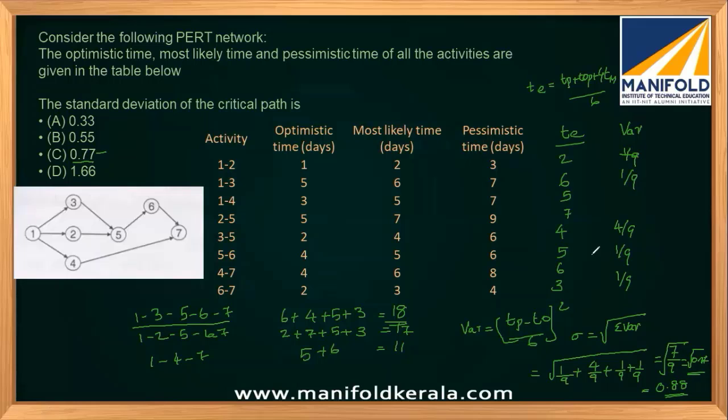Also, I want to tell you one wrong answer, which is D. When does D come? Suppose you calculate sigma as the root of variance for each activity, and then add them up: 1 by 3 plus 2 by 3 plus 1 by 3 plus 1 by 3 gives 5 by 3, so that will give you 1.66. That's not how it has to be done. The variance has to be added, then you take the root to get the standard deviation.